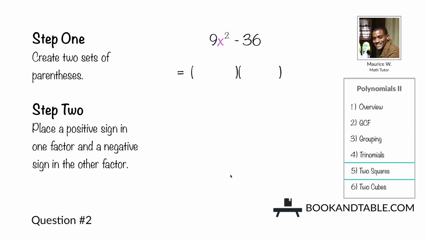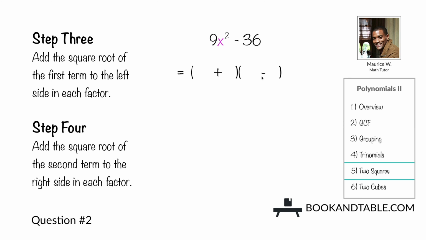Question number 2, we were given 9x squared minus 36. Step 1, create two sets of parentheses for our factors. Step 2, place a positive sign in one factor and a negative sign in the other factor. Then we want to move on to evaluating the terms of the polynomial. So step 3, add the square root of the first term to the left side of each factor. The square root of 9 is 3. The square root of x squared is x.